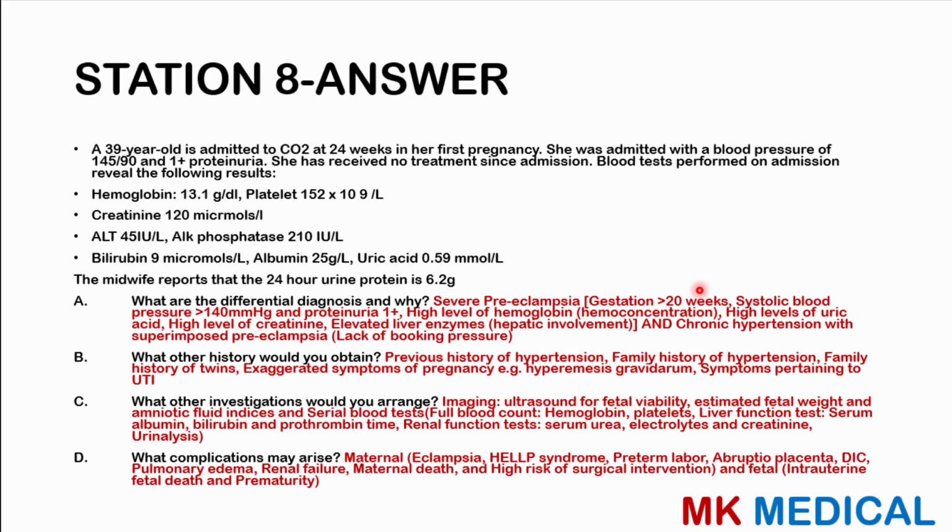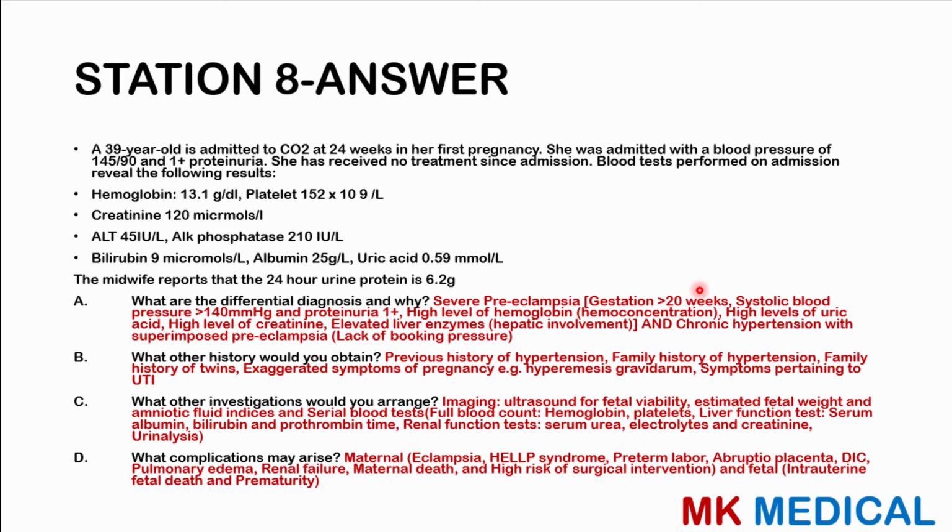Or it could be chronic hypertension with superimposed preeclampsia, because there is no booking pressure and they haven't given us a history of whether this woman did or did not have hypertension prior to the pregnancy. So the other questions that you would ask on your history are whether she's had hypertension before, whether there's a family history of hypertension, whether she has given birth to twins, a family history of twins, because she could be carrying twins. If she has had exaggerated symptoms of pregnancy like hyperemesis gravidarum, and even symptoms pertaining to UTIs.